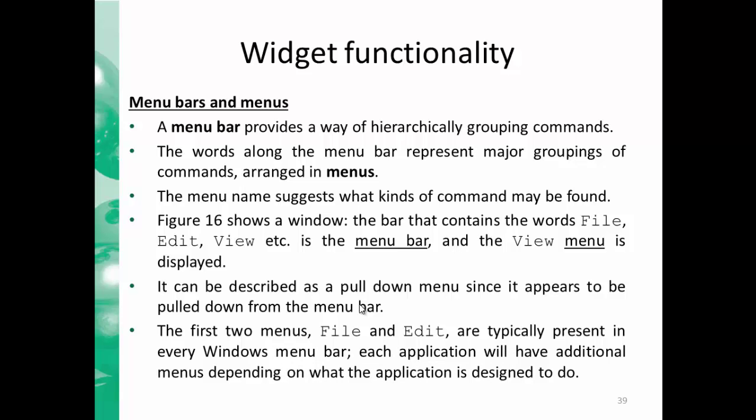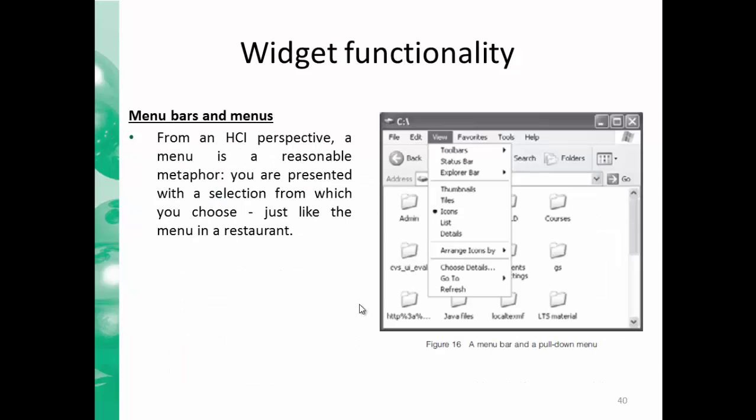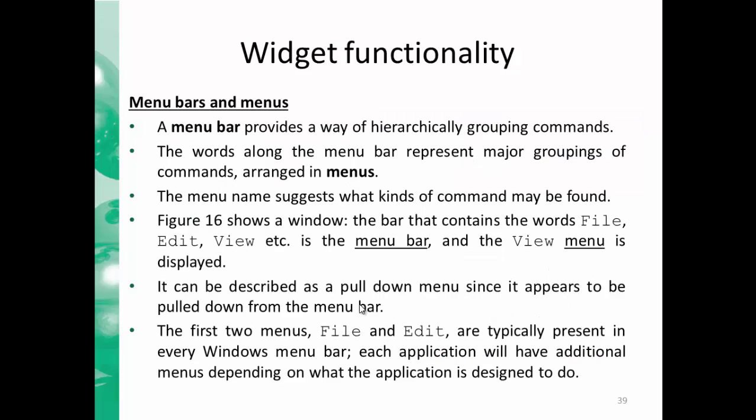This widget provides a way of hierarchically grouping commands. Here is an example of menus and menu bars, and you can see the list of possible selections for functionalities available in this view menu. The menu name suggests what kind of commands you may find in it. For example, file menu will have functionalities on the file, edit menu will have functionalities on the text, and so on.